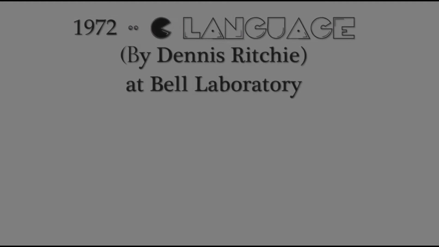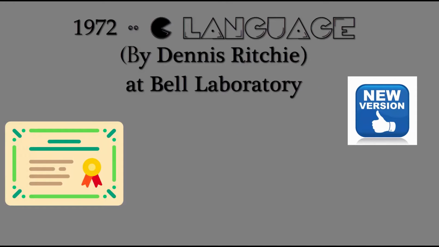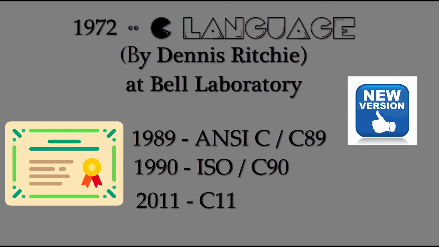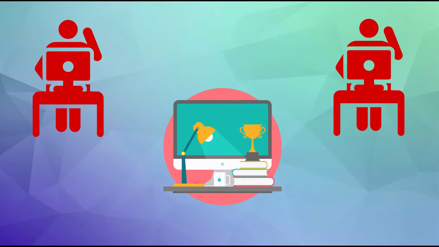So in 1972, C language was invented by Dennis Ritchie at AT&T Laboratory. After its invention, many new versions and new standardizations came. Like in 1989, it was approved by ANSI, and later it was called C89 or ANSI C. Then after 1990, ISO approved it and it was named as C90, and the latest release is in 2011, that is C11. It is said that C is a language designed by and for the programmer.